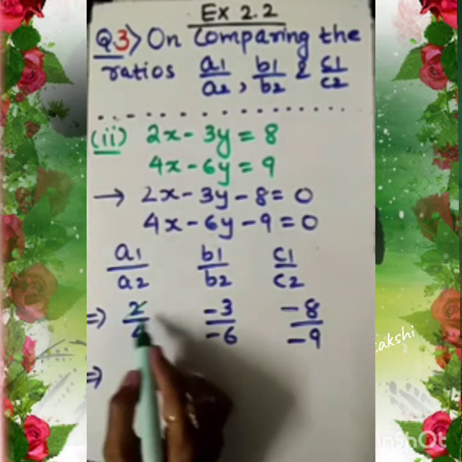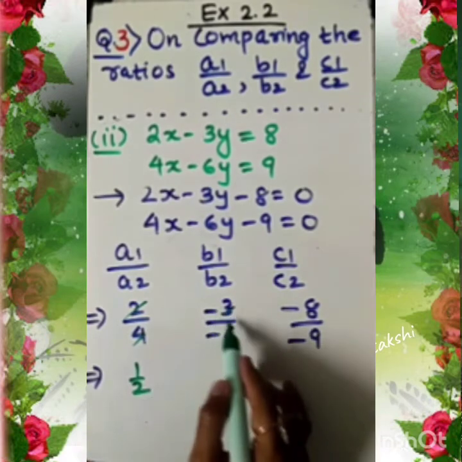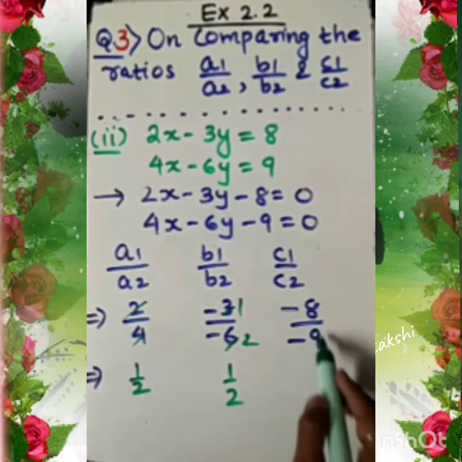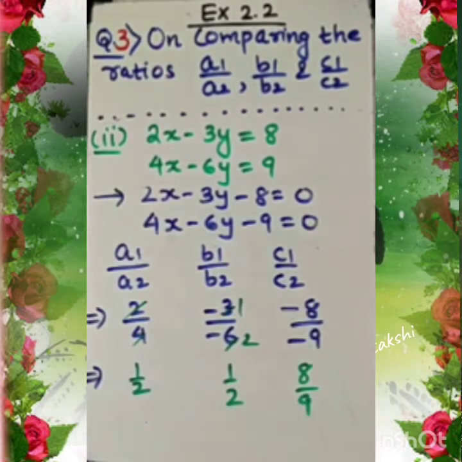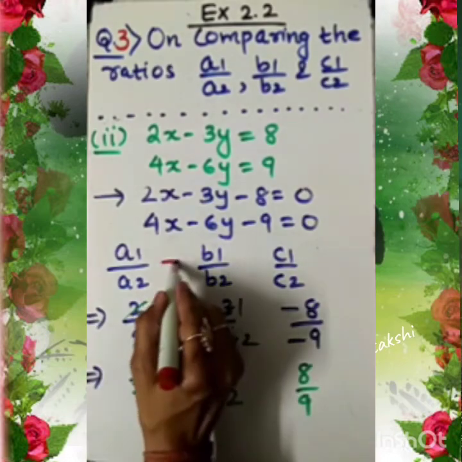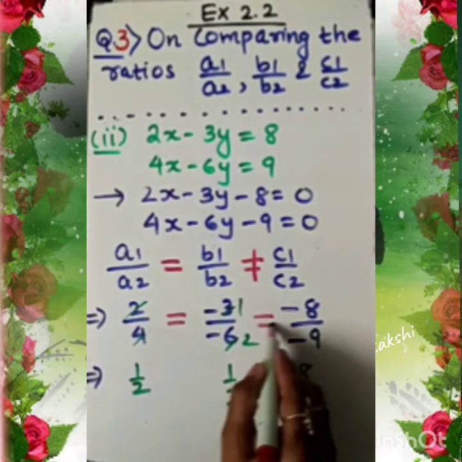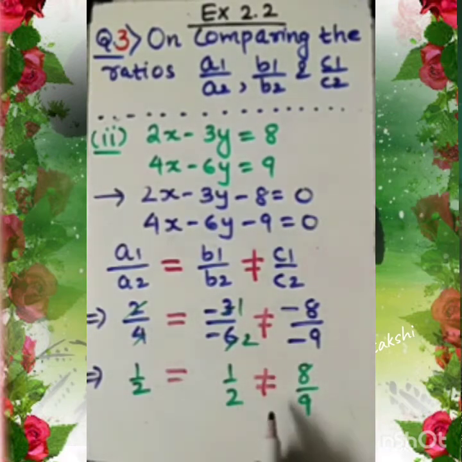If we simplify, then we will have here 1/2. Of course, minus minus cancel. This side also 1/2 we are getting. But here, this side minus minus cancel, but here the result after simplification will be only 8 by 9. Okay, so we can say here this is equal to, here this is not equal to.